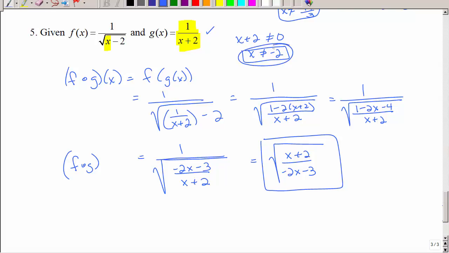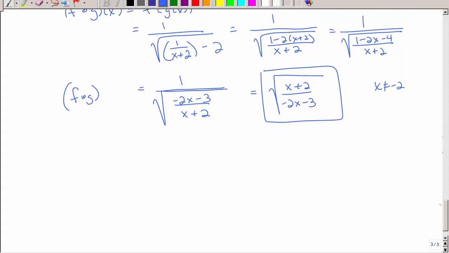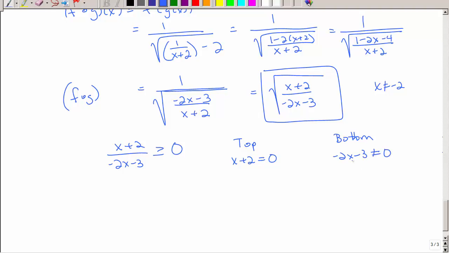So remember, x can't be negative 2. I'm going to write that again there. What else are we restricted on? Well, this is a square root. So that means what's underneath the square root has to be greater than or equal to 0. How do we solve that rational inequality? Well, in the last lesson we talked about the top. We set that equal to 0, looked at the bottom and said, hey, that cannot equal 0, and we solved for x.